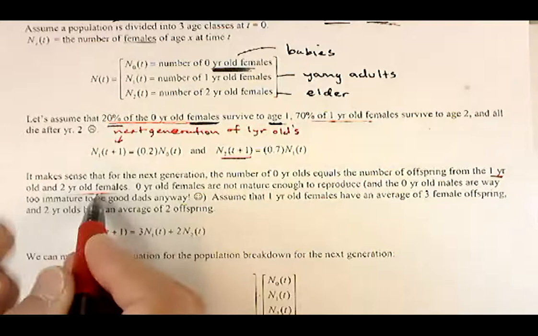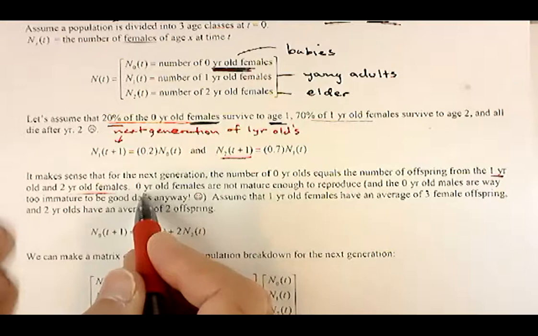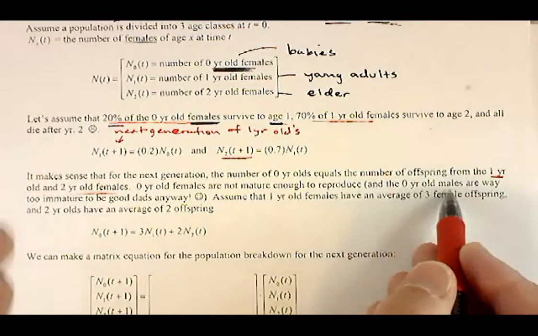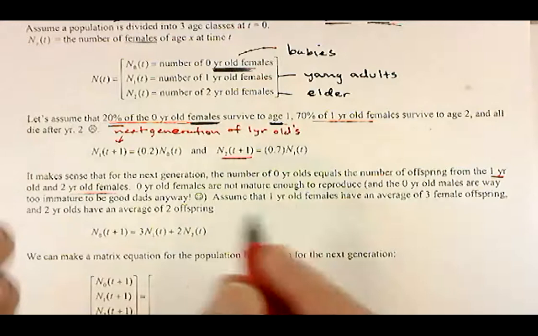In this case, we'll assume that the zero-year-old females are not mature enough yet to reproduce. And sorry, a little for the guys there, the zero-year-old dads are not going to be mature enough to be good dads anyhow. So let's pretend that they're not reproducing.